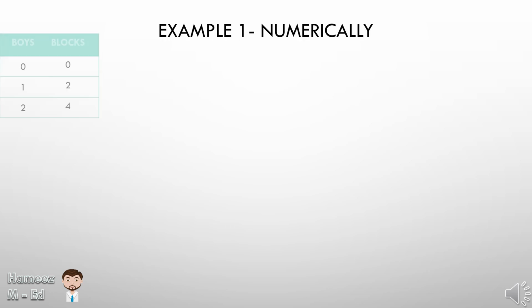Let's look at the same question numerically. If you recall, for one boy, there were 2 blocks that were required to balance it. For 2 boys, 4 blocks. For 3 boys, 6 blocks. So we can write a little formula.